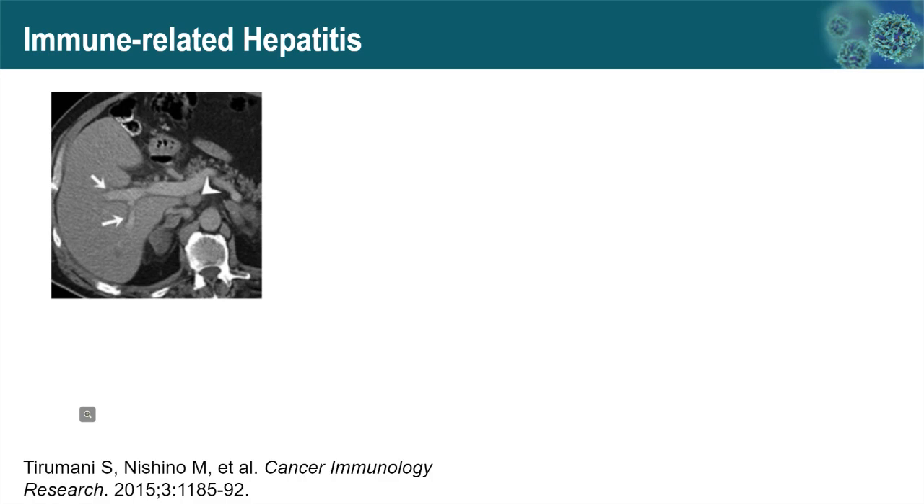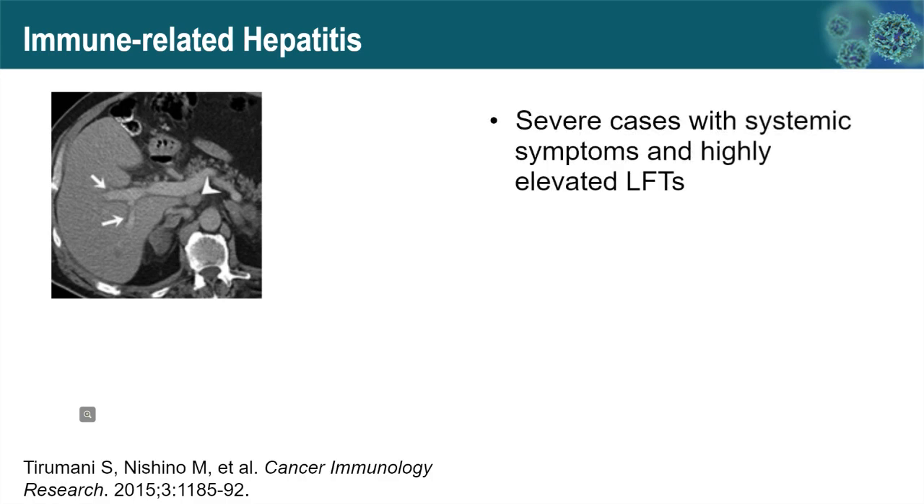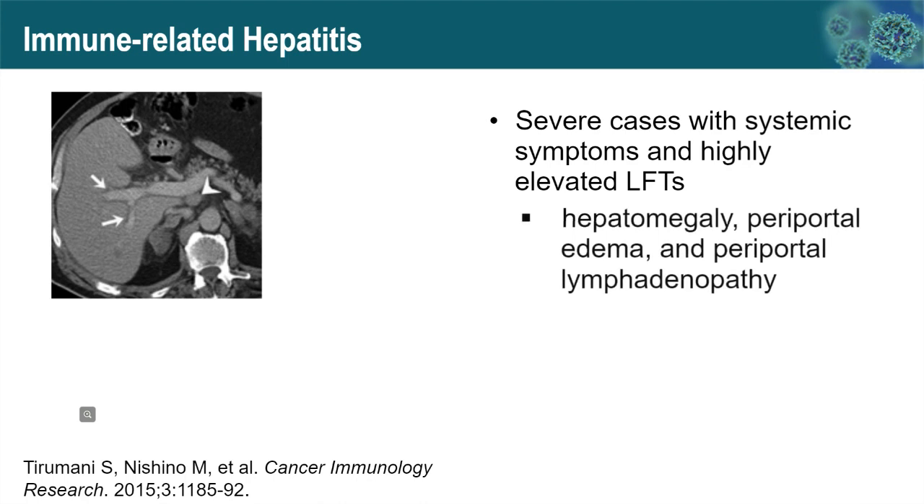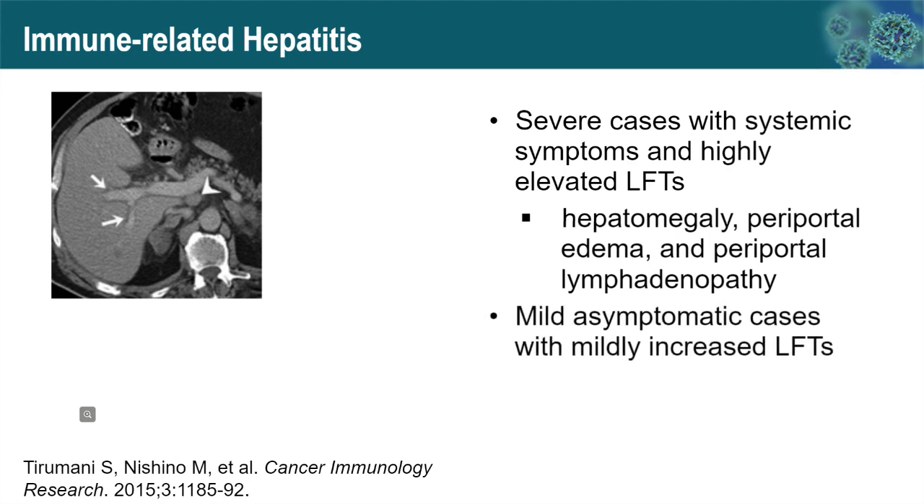Immune-related hepatitis has a spectrum of manifestations ranging from severe cases with systemic symptoms and highly elevated liver function tests. In these cases, the CT scan may show hepatomegaly, periportal edema, and periportal lymphadenopathy, as you can see in this case, while some of the cases are mild and asymptomatic with only mildly elevated LFTs, and in these cases, there may be no abnormalities on imaging.